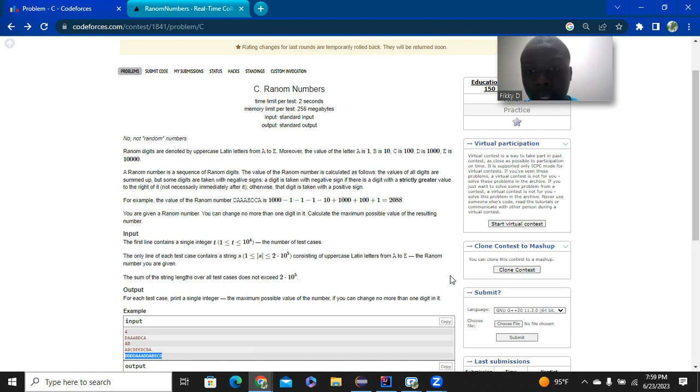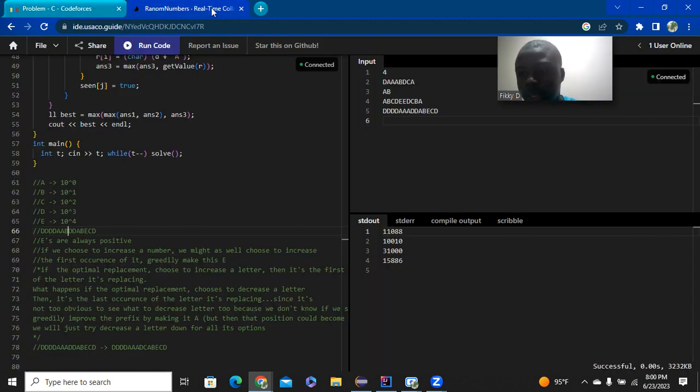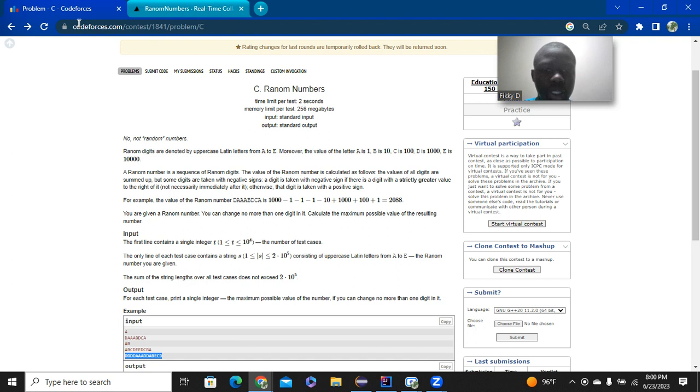But we have this question, and so you basically have a random number, which is some contiguous string of A, B, C, D, E, and their values are depicted here. A is 10 to the 0, B is 10 to the 1, C is 10 to the 2, D is 10 to the 3, and E is 10 to the 4. So in general, if it is the xth letter in the alphabet, it's 10 to the x minus 1. In this case, this only extends for 5 letters, and so that's pretty interesting here.